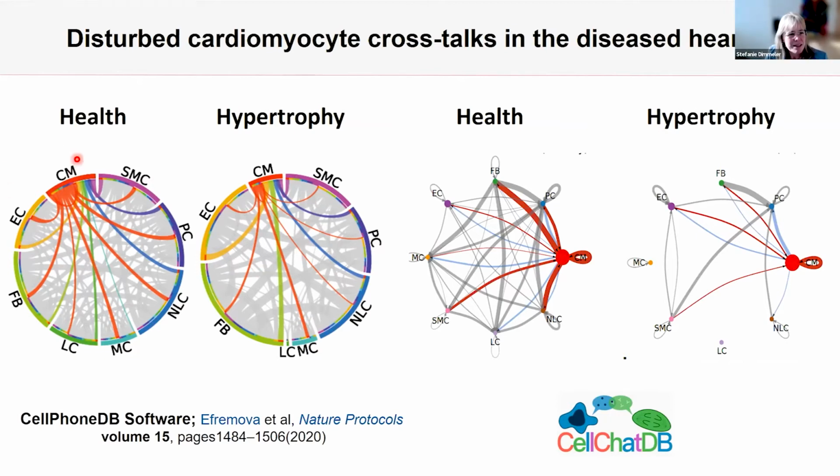These are here cardiomyocytes. These are endothelial cells, fibroblasts, smooth muscle cells, and the other cells. And already by looking at these pictures, you see here that these red lines are much thicker in the healthy heart than compared in the hypertrophy heart. These are the lines indicating communication pathways between cardiomyocytes and these other populations. This is the same if you use another tool, CellChatDB, again, very strong communication between cardiomyocytes in healthy hearts and less so in hypertrophied hearts.